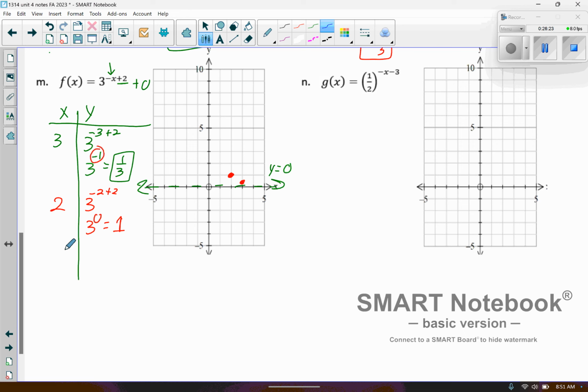And then my next one I want to plug in is a 1. And so I'll get 3 to the power of negative 1 plus 2, which is 3 to the power of 1, which is just simply 3. So at 1, I'm here at 3. And if you want to find some more points, you can, but this should be fine. So we'll go ahead and connect this. Just make a smooth curve going down. Go along the asymptote. Just put some arrows on there and you're fine.